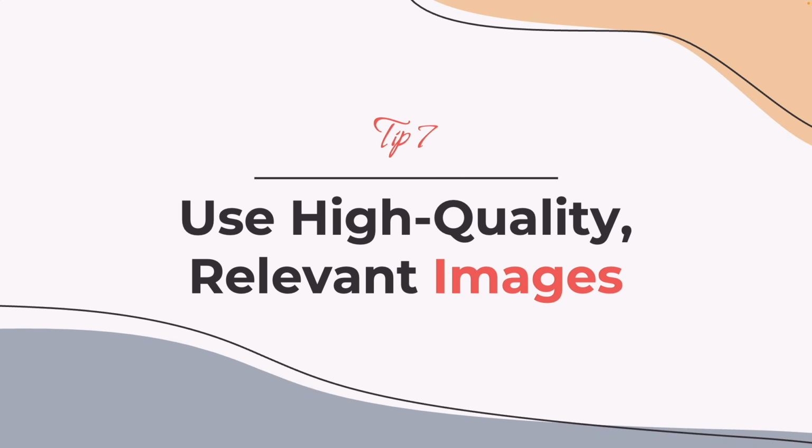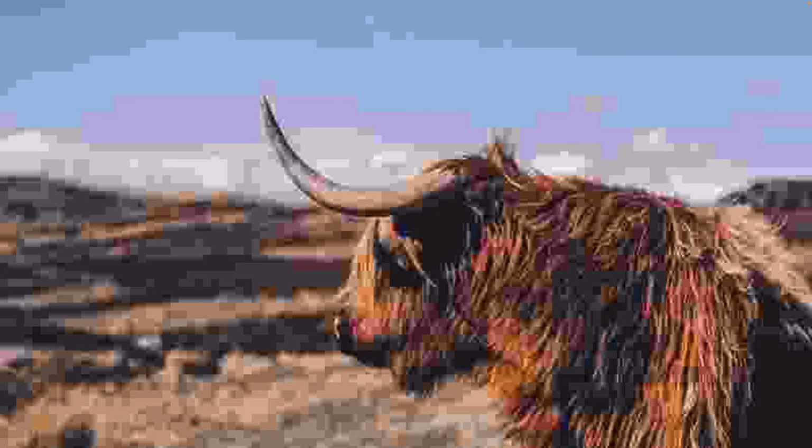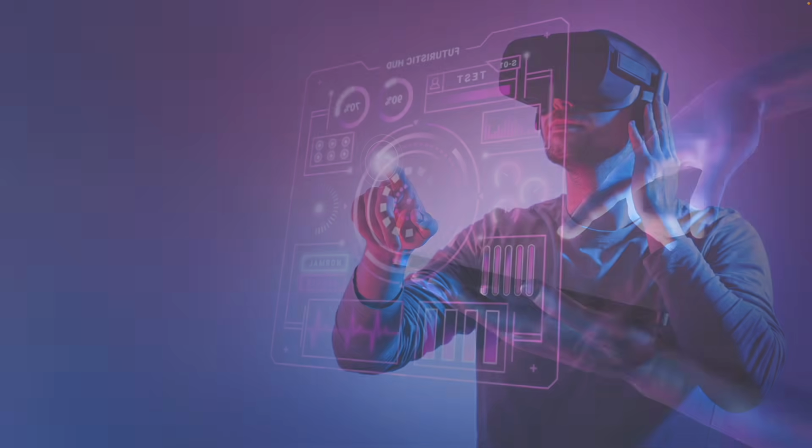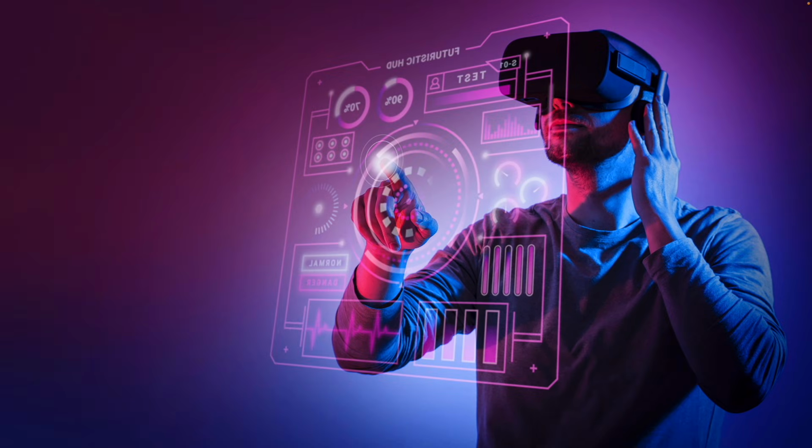Tip number 7, use high-quality, relevant images. Seeing a low-quality pixelated image with a watermark or an outdated clip art on a presentation slide makes it look unprofessional. That's why if you want to use images, make sure they are high quality. And to elevate your visual game to the next level, ensure all the images you use are in a similar style and color palette. They should look like the same photographer took all the pictures, even if that's not actually the case. The same is true for any graphics you use.